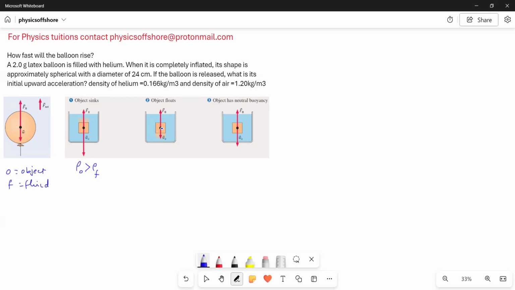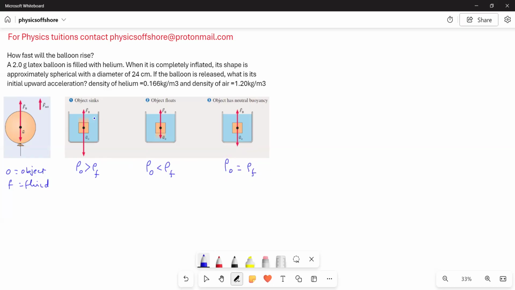Opposite is the case. Weight of the object is less than the weight of the fluid displaced, then it floats. That means the density of the object is less than density of the fluid. Suppose the density of the object is equal to density of the fluid, then it will suspend in the fluid having neutral buoyancy. So the weight of the object is equal to the weight of the fluid displaced, that means the density of the object is equal to density of the fluid.